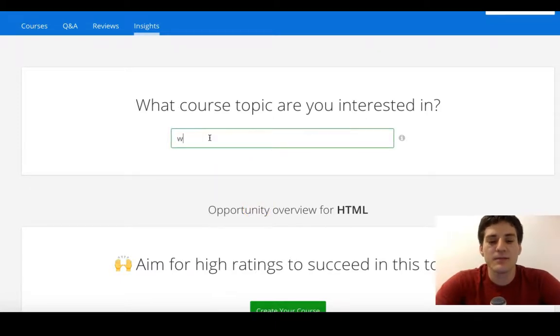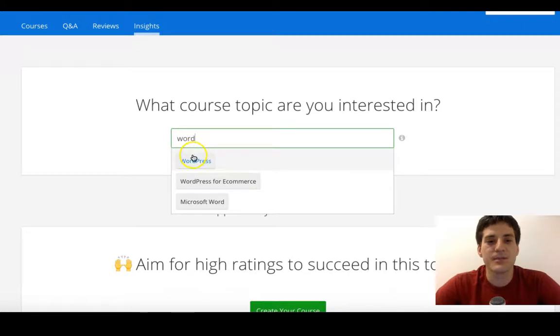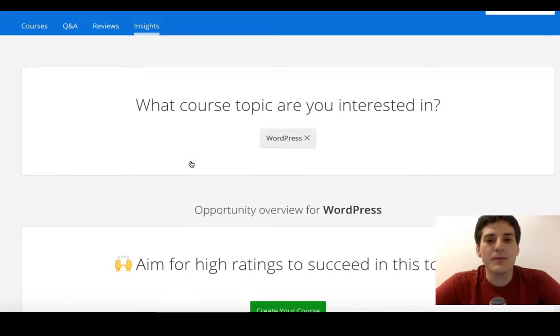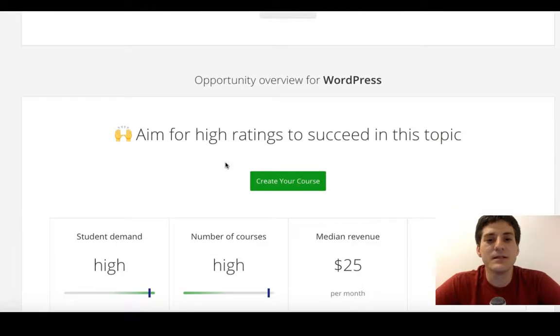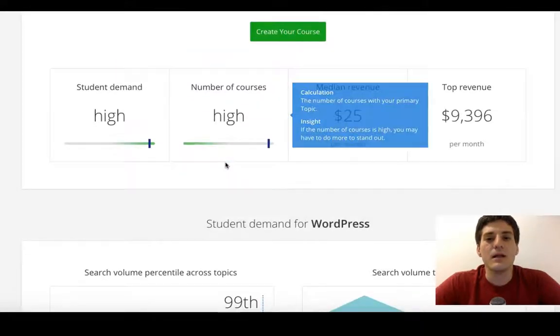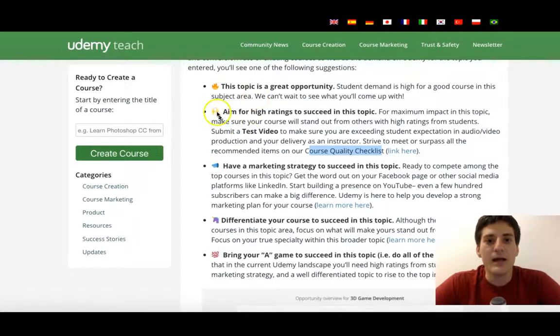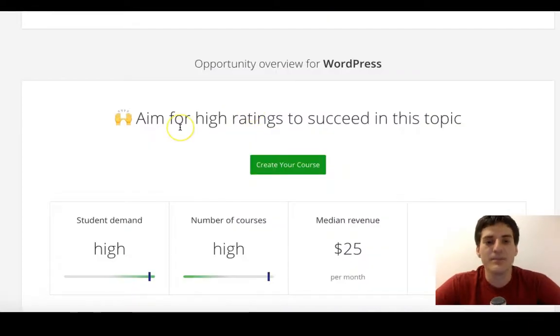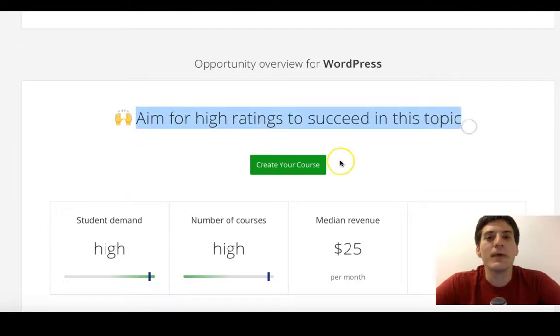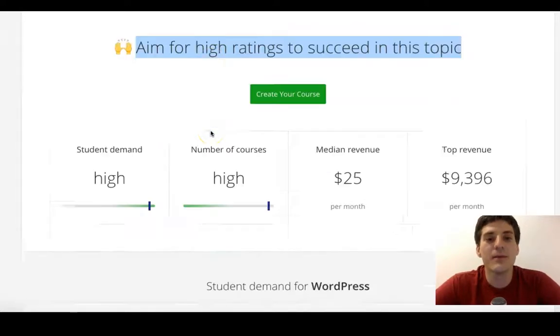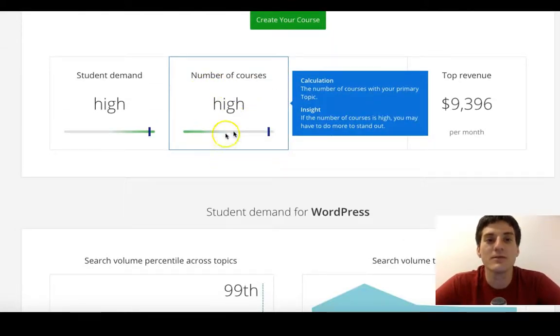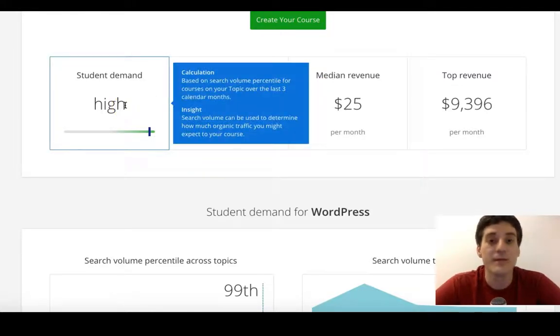So let's begin by looking at WordPress. We type in WordPress, and immediately we begin to see the information related to WordPress. Now, we know that when we see the hands, we are thinking about ratings. The key question here, and it says this right here too, is that in the WordPress category we are thinking about ratings, because the number of courses is very, very high, but the demand is also very, very high.